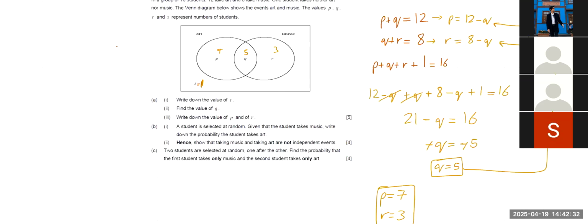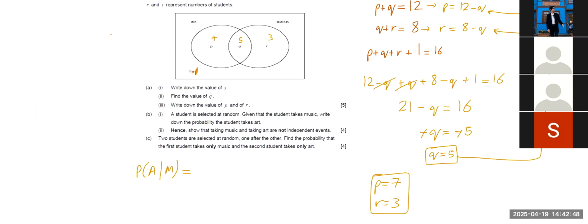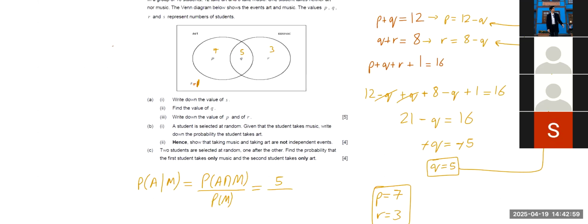Right. So now that we know all the numbers, what's the probability that a student selected at random, given that this person takes music, also takes art? So for this, again, we're going to use the conditional probability formula. Probability of A intersection with music divided by probability of music in general. So what's the intersection? 5. What's the total probability of M in general? It's all of M, which is 8. That's the answer. This is that easy, basically. Okay.